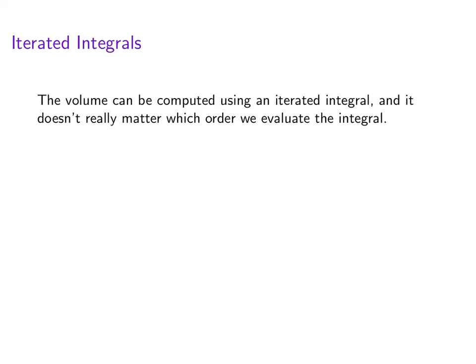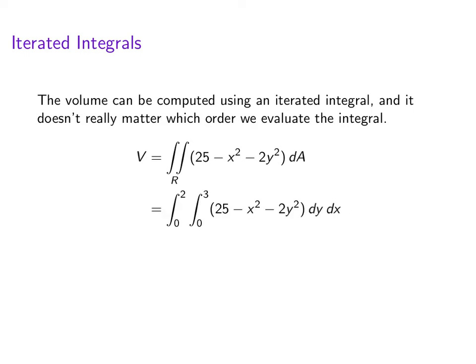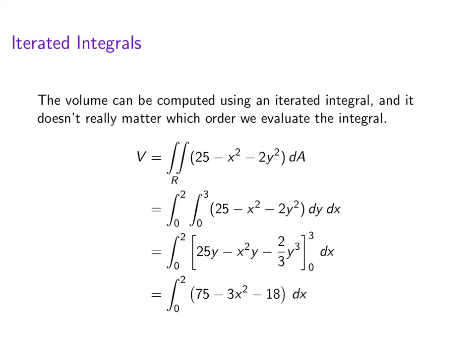So the volume can be computed using an iterated integral, and it doesn't really matter which order we use. So the volume is computed using a double integral. And Fubini's theorem tells us that we may compute this integral using an iterated integral in either order. In this case, we integrate with respect to y and then with respect to x.